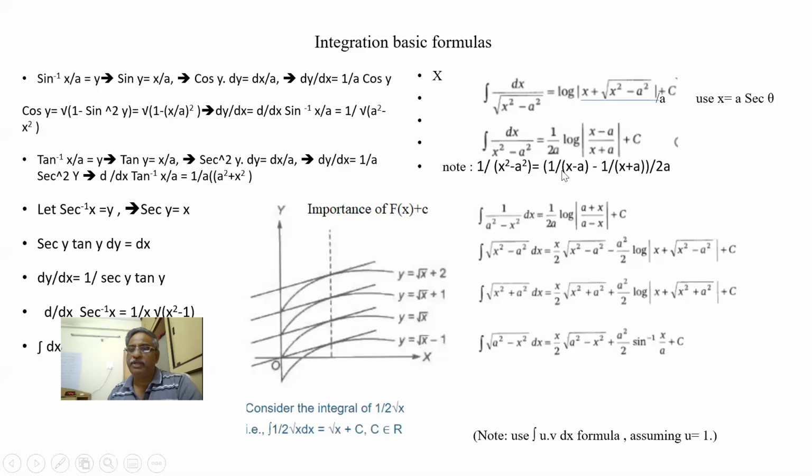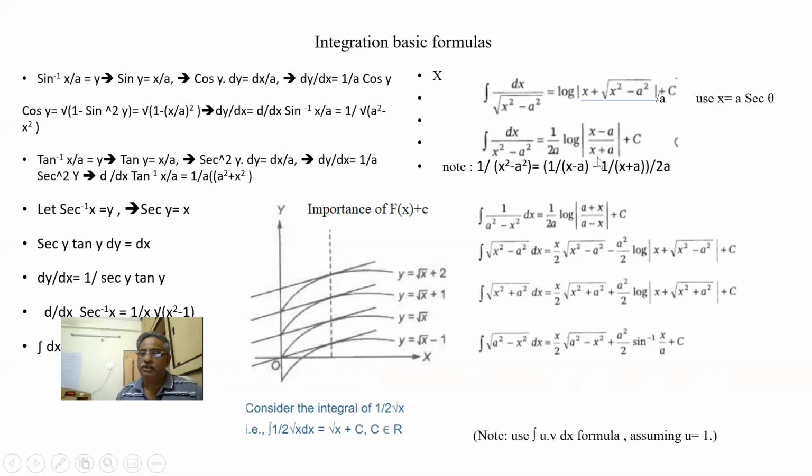So when I do partial fractions, this is log x minus a minus log x plus a. So this is log of x minus a by x plus a. 1 by 2a is a constant factor. So the integration of dx by x square minus a square has no formula to remember. Simply do partial fractions and you get 1 by 2a log x minus a by x plus a plus c as the integration.